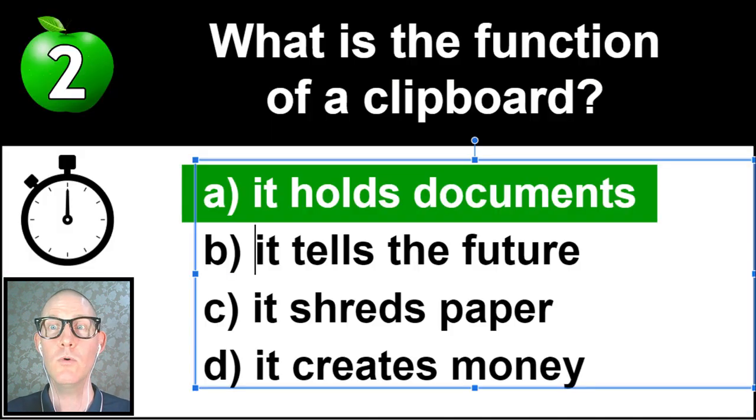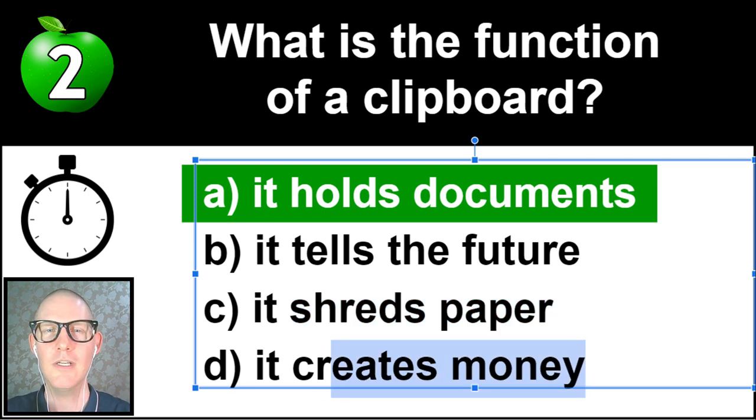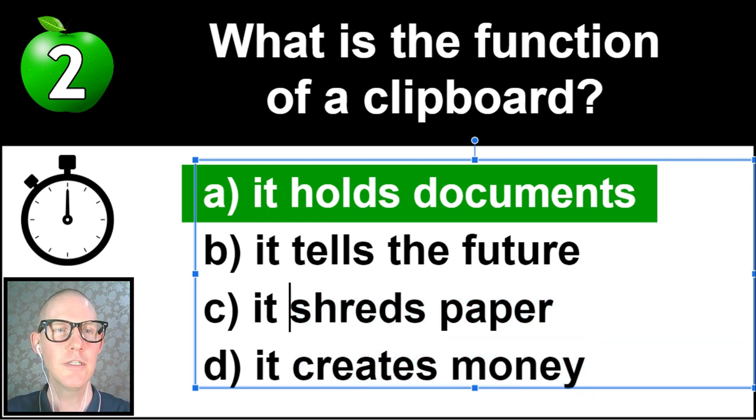Now, it would be cool if they could tell the future, but not so much. Shreds paper is like a paper shredder, right? Where you put the document inside and it cuts it into small little pieces. And it creates money, not so much. So the answer is A, it holds documents.